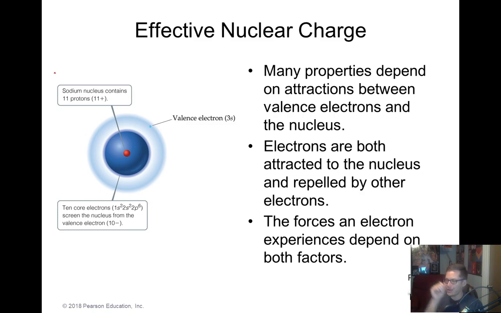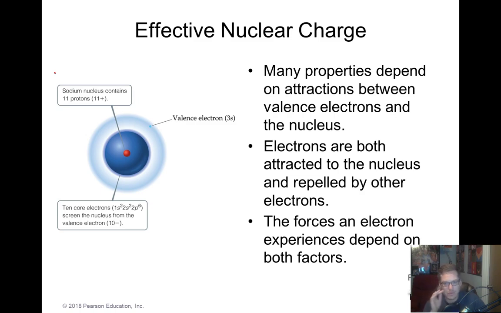This is the one you can use to hang your hat on for almost all the other periodic trends. Anytime I ask you to describe why a periodic trend occurs, always think about effective nuclear charge first, because 9 times out of 10, it's the place you can hang your hat to say, this trend happens because the effective nuclear charge is increasing or decreasing. That's the place to start. So effective nuclear charge is very, very important.